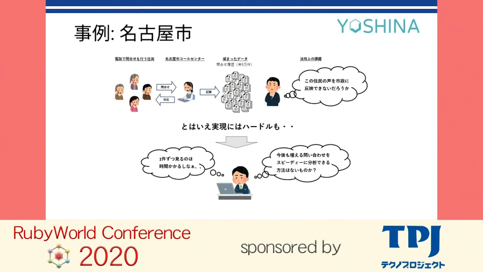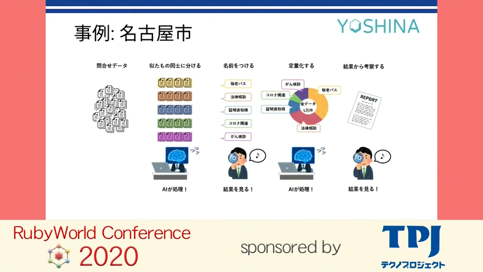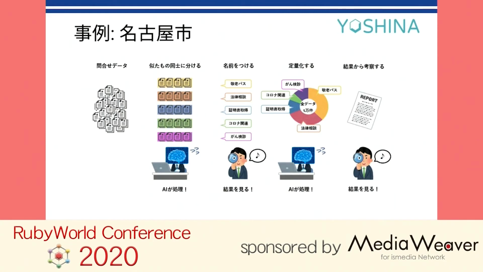And those inquiry data have to be reviewed. However, there are as many as 50,000 data per year. So it's quite challenging for the staff of the city government to go through this one by one. And that is why they thought about Yoshina. So as a POC, we analyzed the inquiry data of Nagoya City.